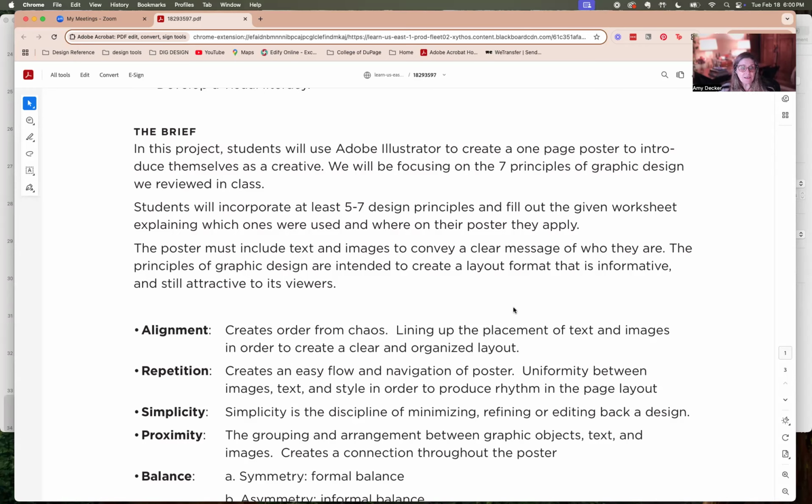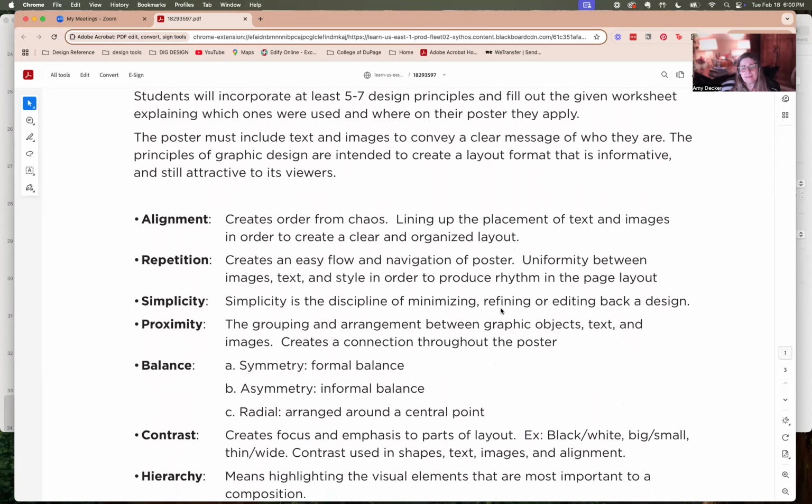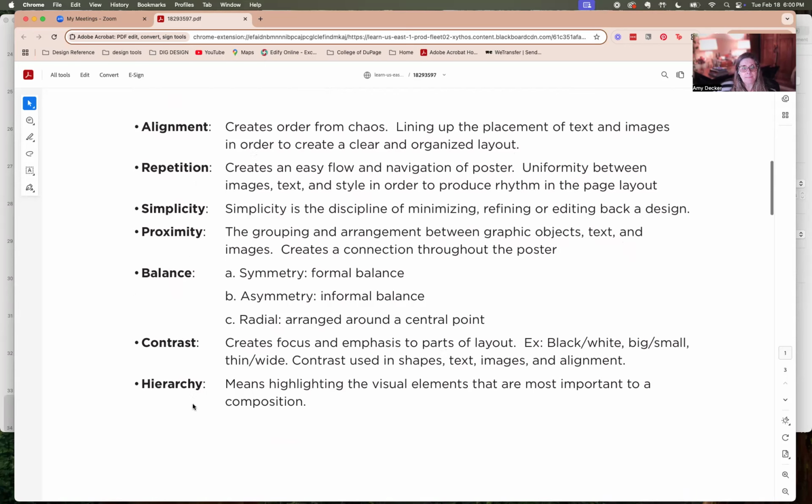This poster must include text and images to convey a clear message of who you are as a creative. This design is intended to create a layout format that's informative and still attractive to its viewer. And then here I repeat the 7 principles: alignment, repetition, simplicity, proximity, balance, contrast, and hierarchy.